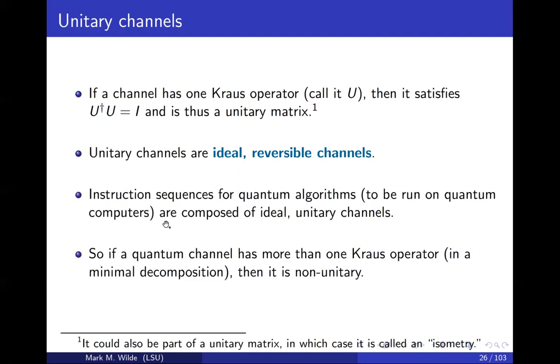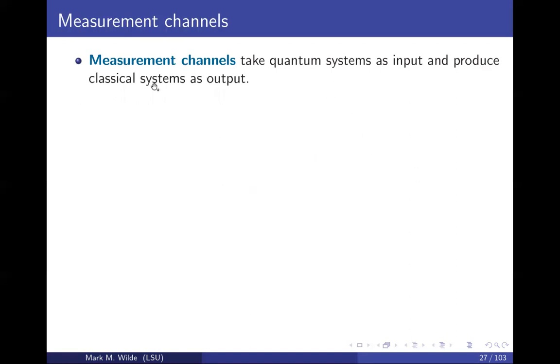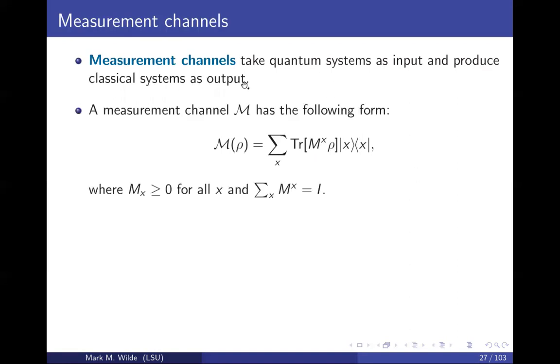Okay. So this gives you a way to check that, well, if a channel has more than one Kraus operator, then it's non-unitary. If you do this minimal decomposition and then you find that there's more than one Kraus operator, it's non-unitary. Another kind of channel is a measurement channel. So that takes a quantum system as input and produces a classical system as output. And we can describe that in the language of density operators and quantum mechanics in full in this way.